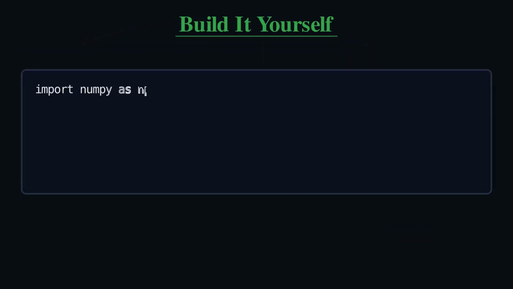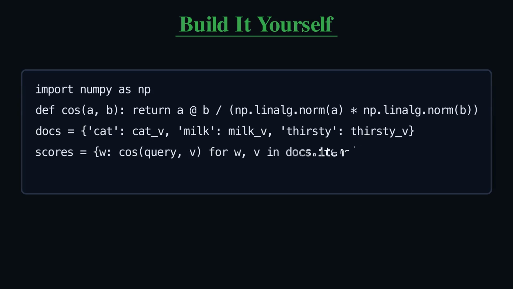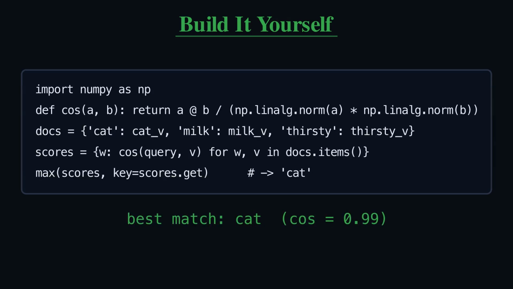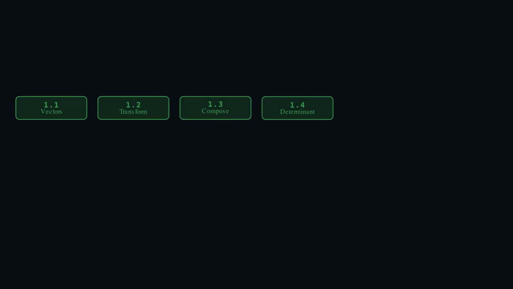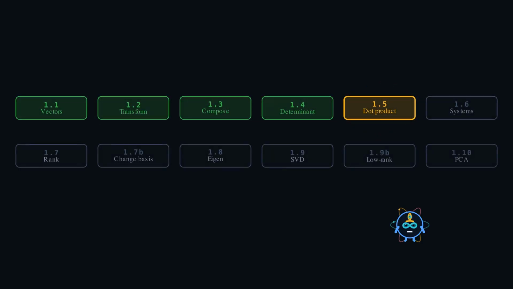5 lines gets you a working similarity search. A cosine function, a dictionary of vectors, score them all against a query, take the winner. The full notebook is in the description. The map so far. Vectors carry meaning, matrices bend space, composition stacks them, the determinant measures them. And today the dot product scores agreement.